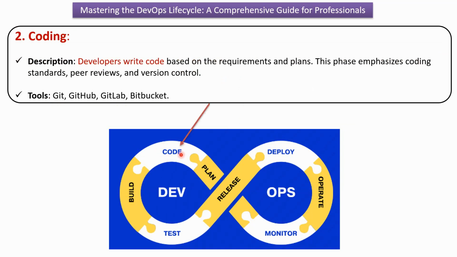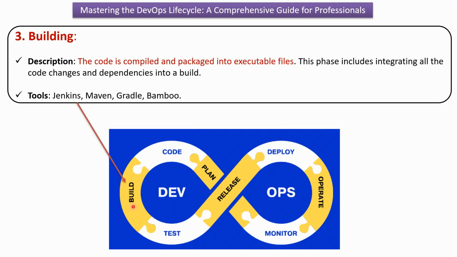Phase 2 is coding. In this phase, developers write code based on the requirements and plans. This phase emphasizes coding standards, peer reviews, and version control. Tools used are Git, GitHub, GitLab, and Bitbucket.